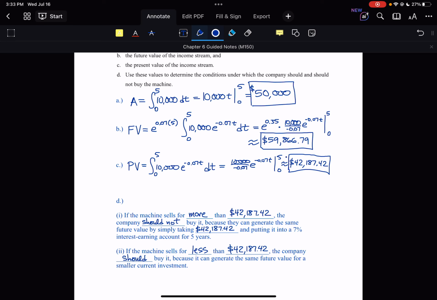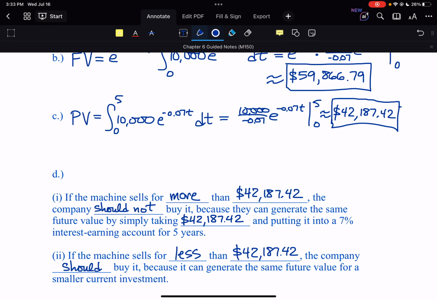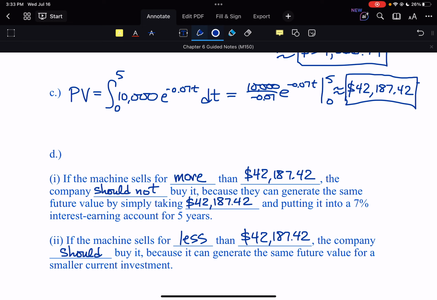So if the machine costs more than this investment, it doesn't make sense to spend more than this on the machine just to get the same number out again. But if the machine costs less than this, like if I can get the machine for only like $30,000, I'm still going to get out my $59,000 and I could save a lot now rather than spending extra on the machine. So the conclusion that we draw is purely based around this present value, because both cases will yield the same value in 5 years, and it's just a matter of which one saves us money now.